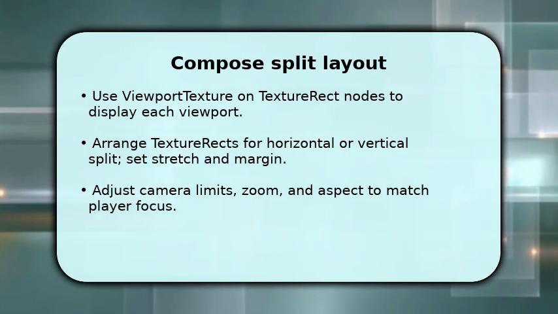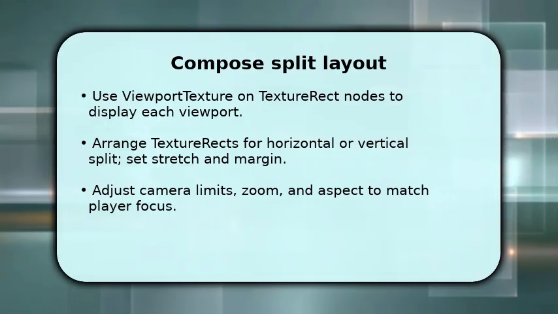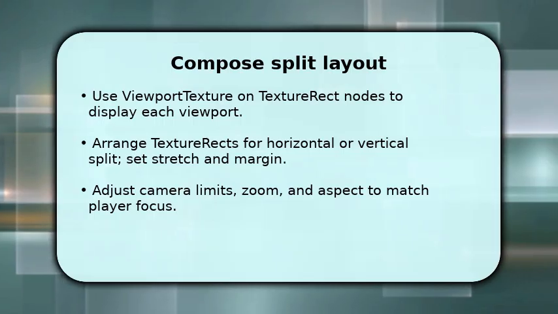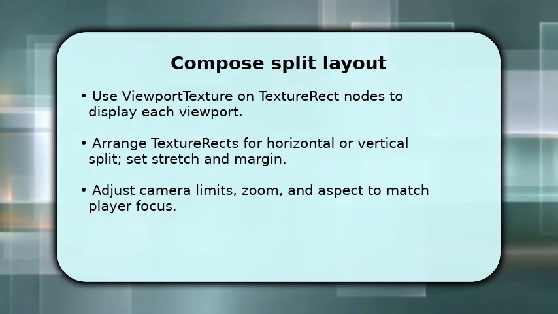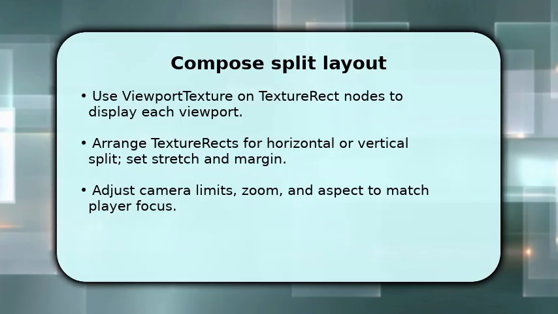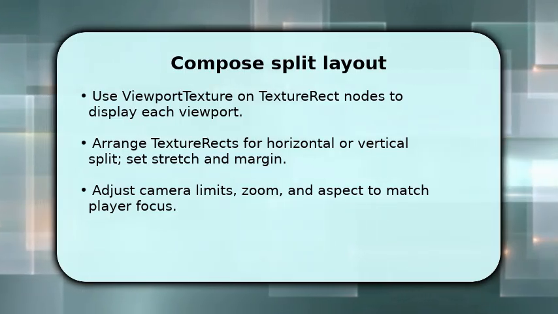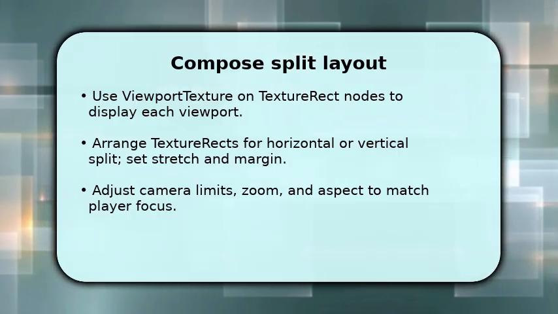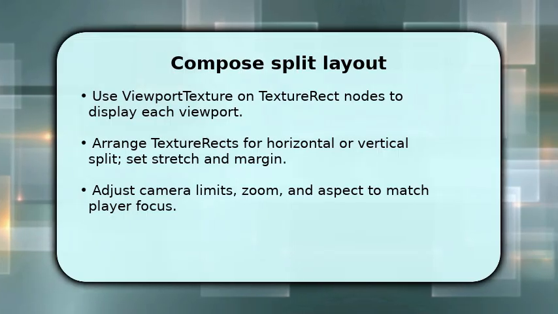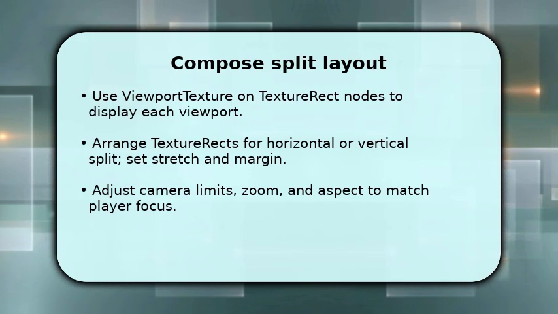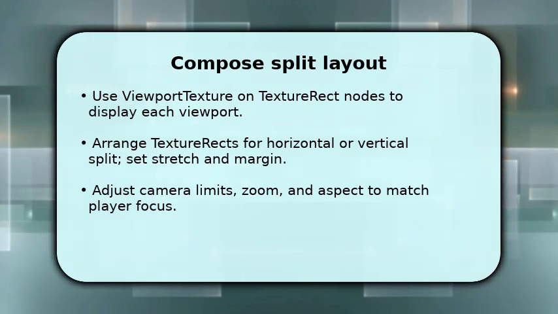Next, you convert each viewport output into a viewport texture and assign that to a TextureRect for on-screen display. Once done, position the TextureRects side by side for a vertical split or stacked for a horizontal split, then set stretch modes and margins so pixels remain crisp. Make sure to tweak each Camera2D zoom and limit settings so both players keep focus correctly. If one player moves fast, increase margin or smoothing. Finally, lock GUI elements to a separate canvas layer to avoid scaling issues.